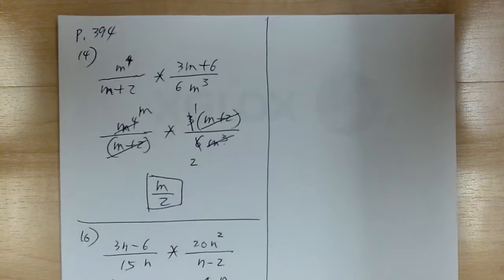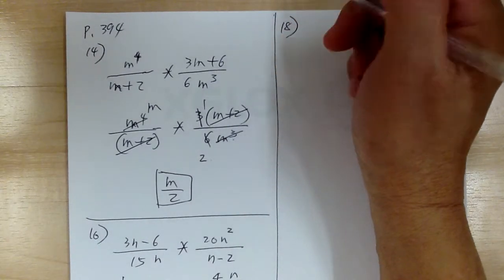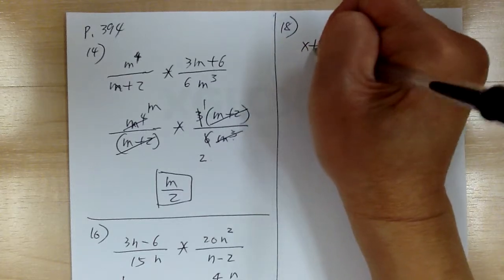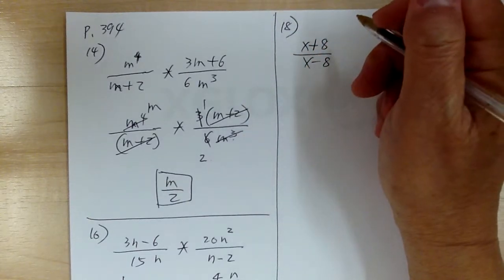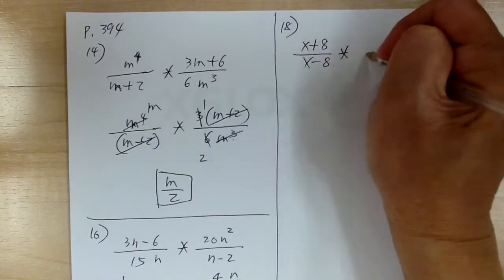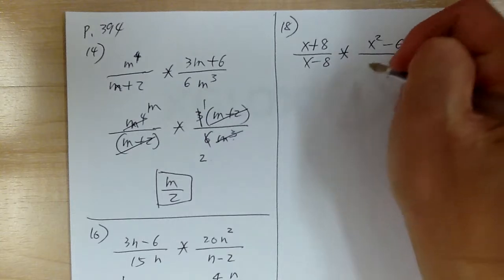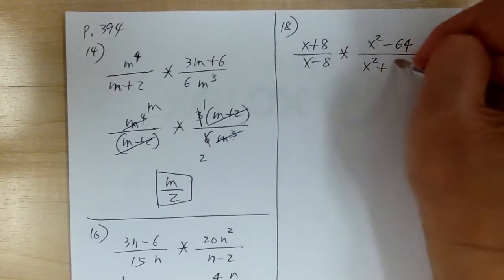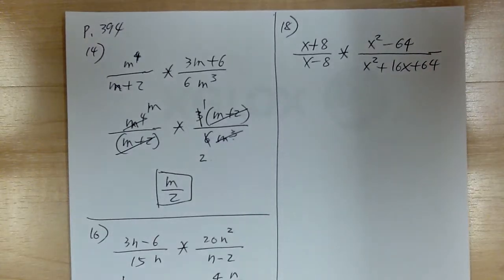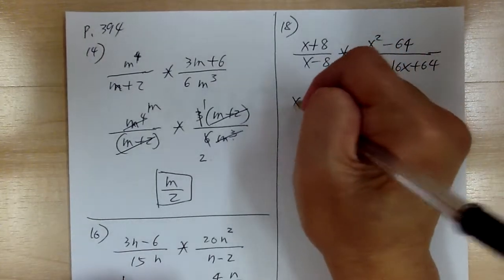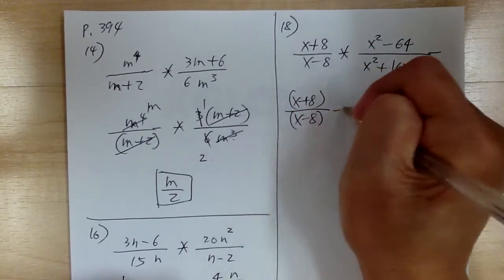Okay, let's go to 18. Here you got x plus 8 over x minus 8. Now this is a division, so I'm going to make into multiplication and flip it upside down. Okay, then go and do the factoring. So x plus 8, that's one, nothing you can do. x minus 8, nothing you can factor.